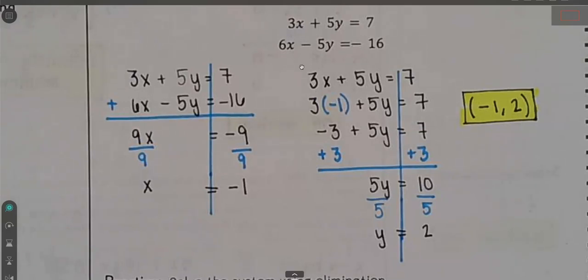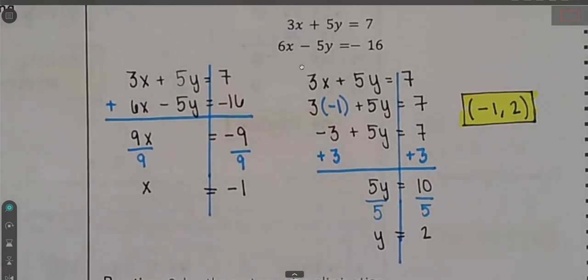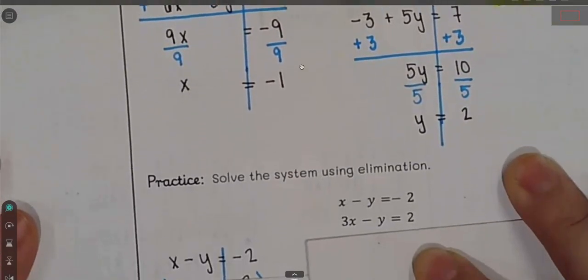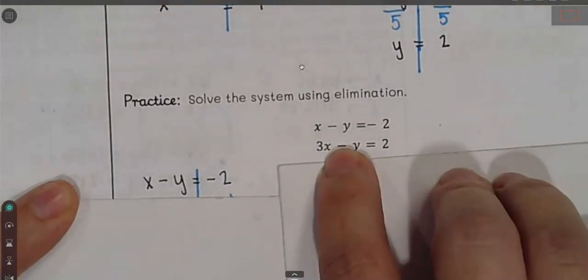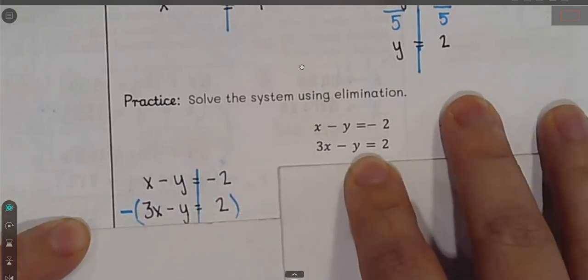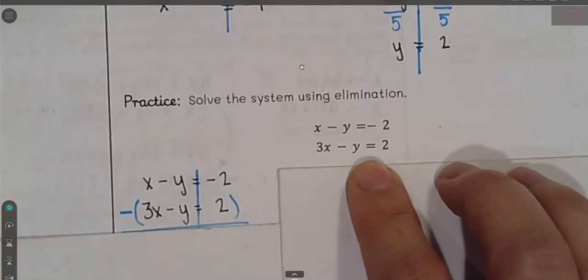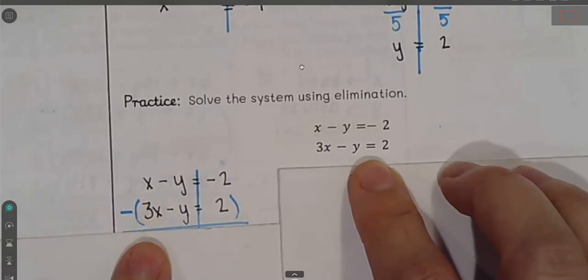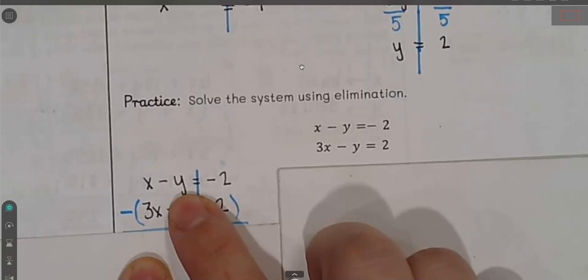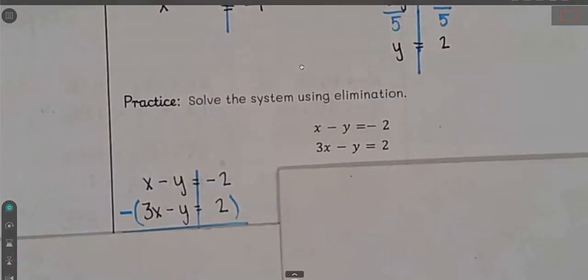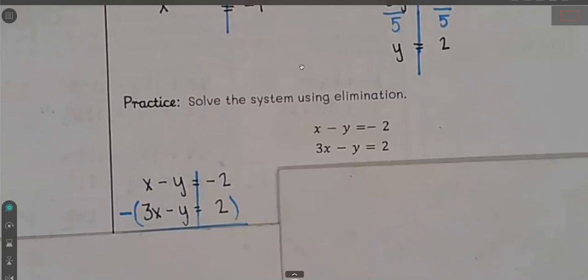All right, ladies. It sounds like people are done, so we're going to move on. Okay. So here we go. We have x minus y equals negative 2, and 3x minus y equals positive 2. Now, in this case, if we were to add, x plus 3x is 4x, but what is negative y plus negative y? It's negative 2y. That's not 0. That doesn't eliminate it. So we can't add. Does that make sense?